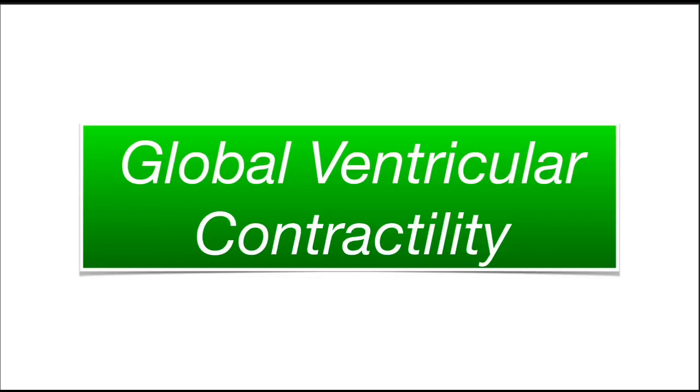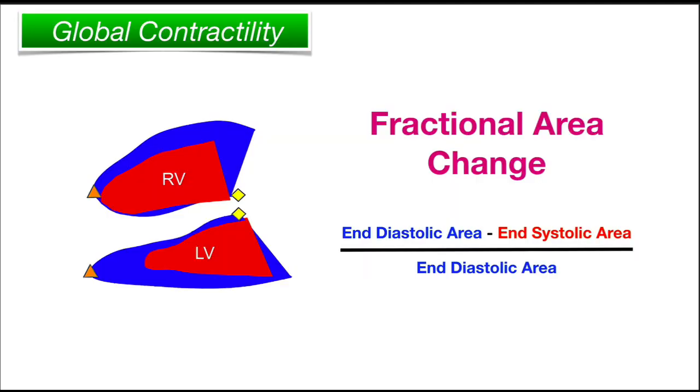Let's now examine the results of the study. Let's first examine global ventricular contractility. Global contractility is measured using the fractional area change. It is computed from the end-diastolic and end-systolic areas for each chamber using the equation on the screen.